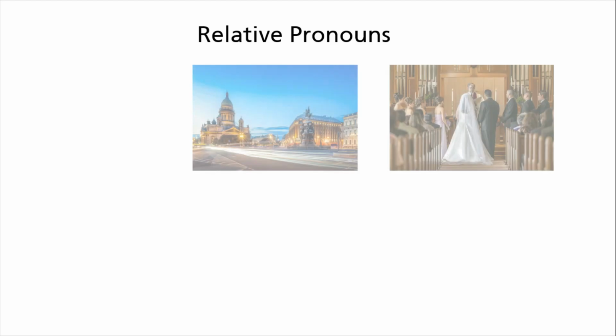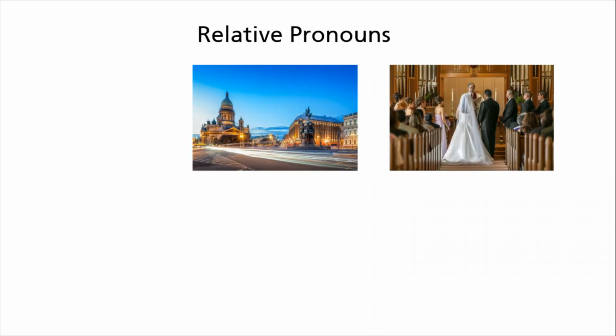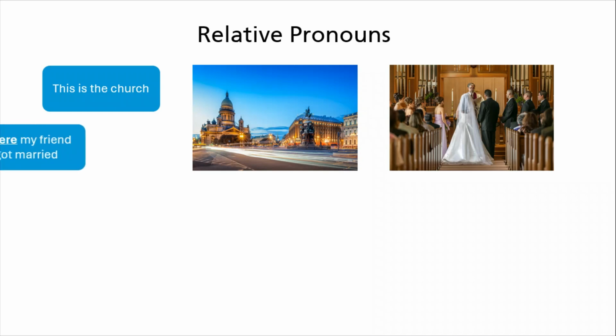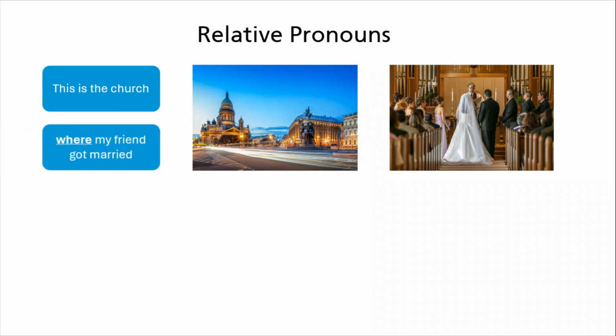And now we have some more examples. We can see here there's a picture of a church, and then this is the inside of a church, and it looks like it's a wedding or somebody is getting married. So our information here is we're saying, yes, this is the church. Okay, it's just a church. And then when we add the extra information using the pronoun, this is the church where my friend got married. So where in this case refers to the place.